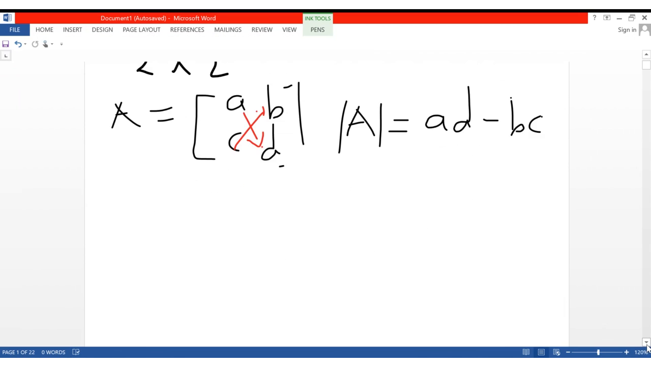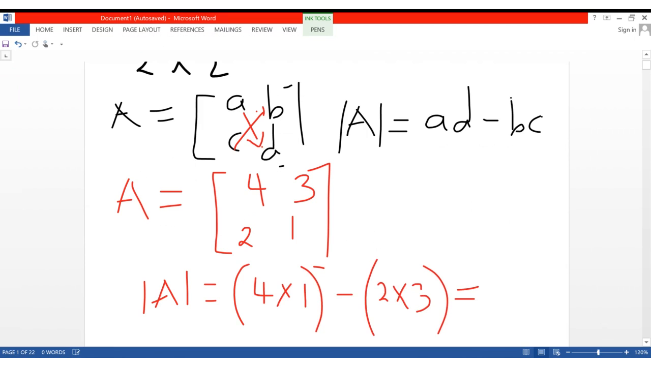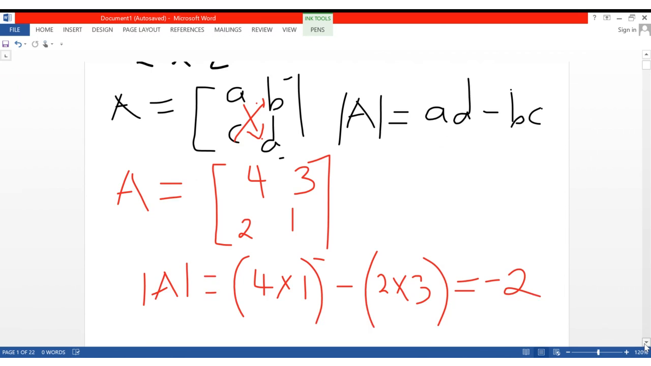So given A equals 4, 3 and 2, 1. The magnitude of A will be given by 4 times 1 minus 2 times 3. If you do this correctly, I'm getting it as negative 2. That will be the determinant of the 2 by 2 matrix.